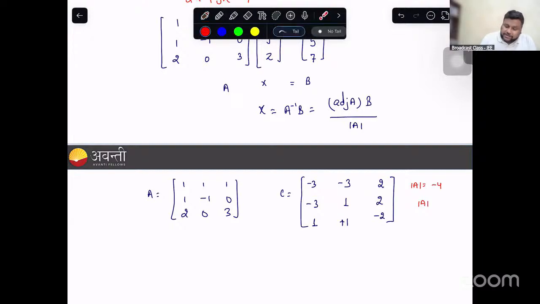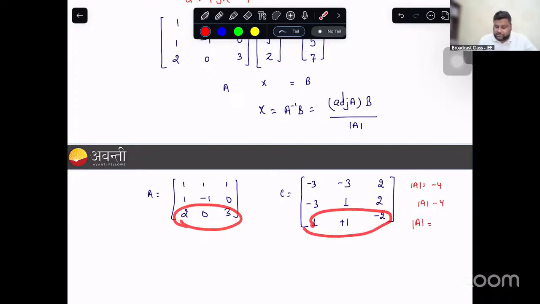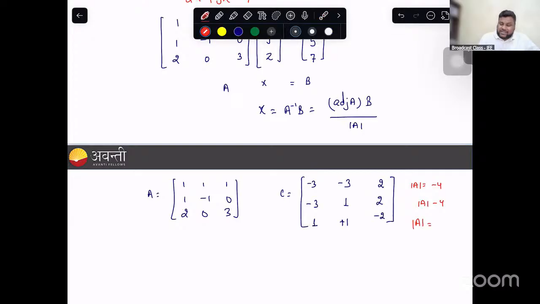From the second row, cofactors of second row. Minus 3, minus 1. Again, minus 4 I'm getting. From the third row and cofactors of third row, 2, 0, 3, 1, 1, minus 2. So it is 2 minus 6. It is again minus 4. Correct?